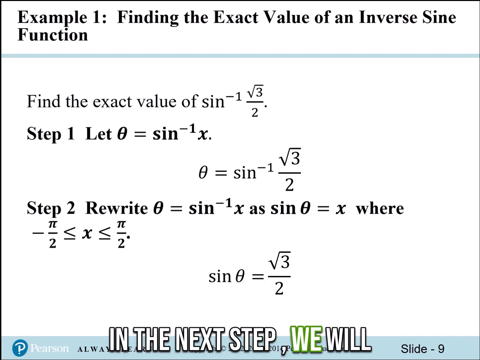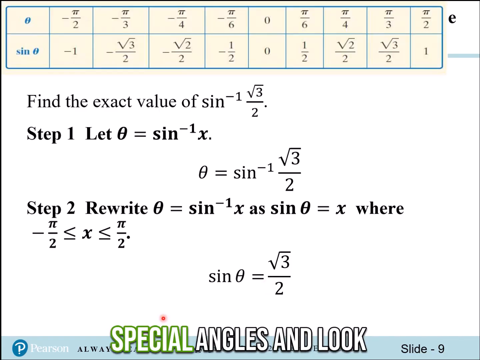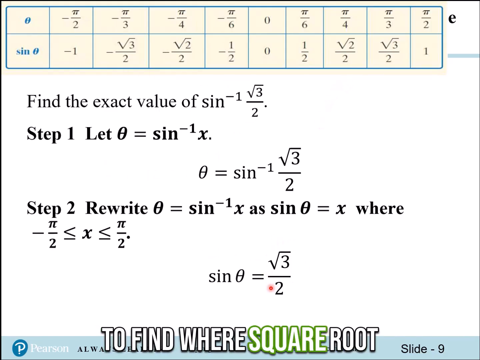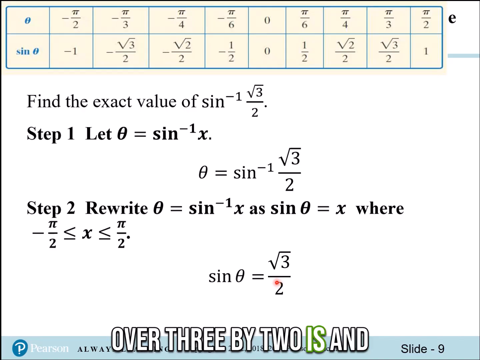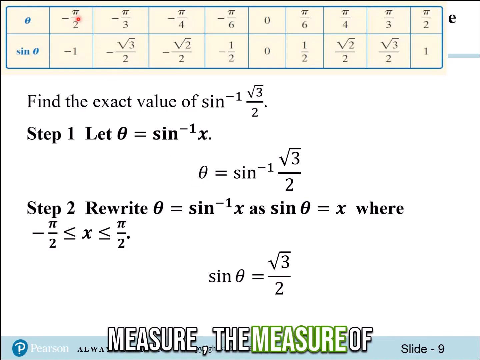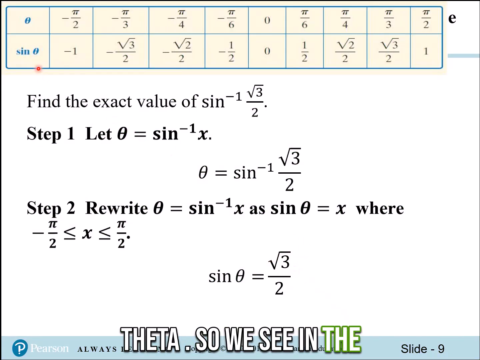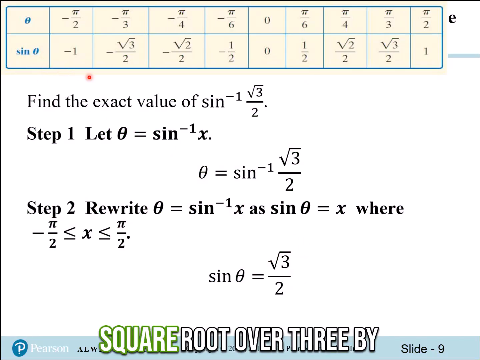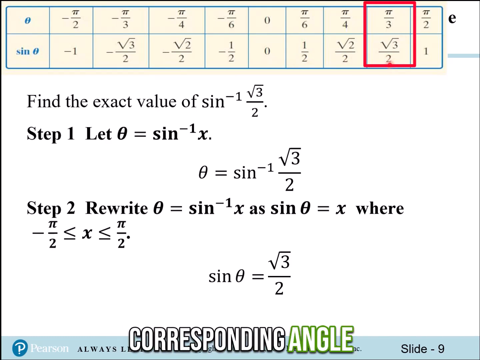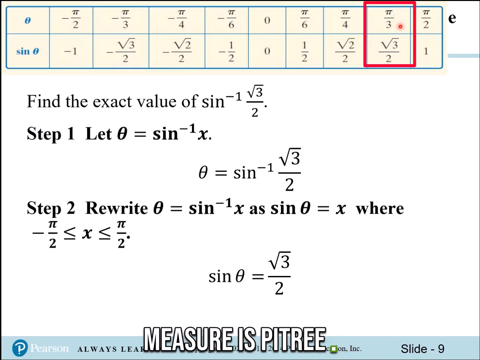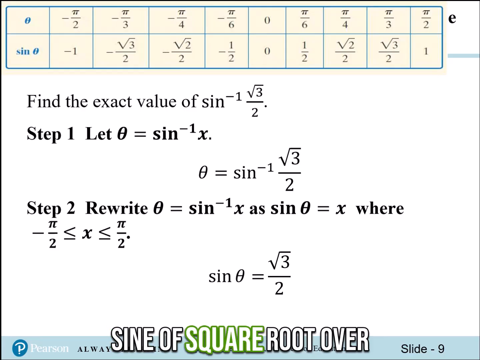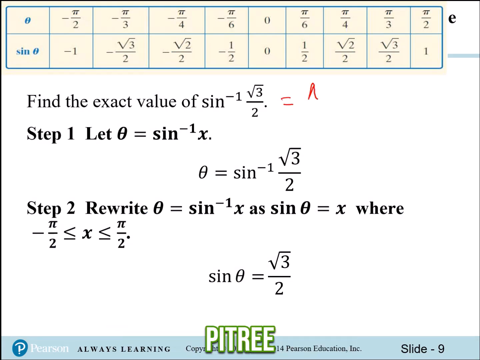In the next step, we will pull up the table of special angles and look through the bottom row to find where square root of 3 by 2 is, and then search for its corresponding angle measure, the measure of theta. So we see in the row below, sine of theta, square root of 3 by 2 is right here, and its corresponding angle measure is pi over 3. Therefore, we can write the exact value of inverse sine of square root of 3 by 2 is pi over 3.